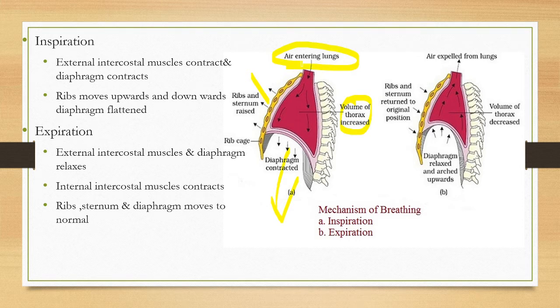As a result, the ribs move upwards and the diaphragm flattens. Second process, volume increases, then the pressure decreases, then air enters the lungs. So this is inspiration. Now the expiration. External intercostal muscles and the diaphragm relax.